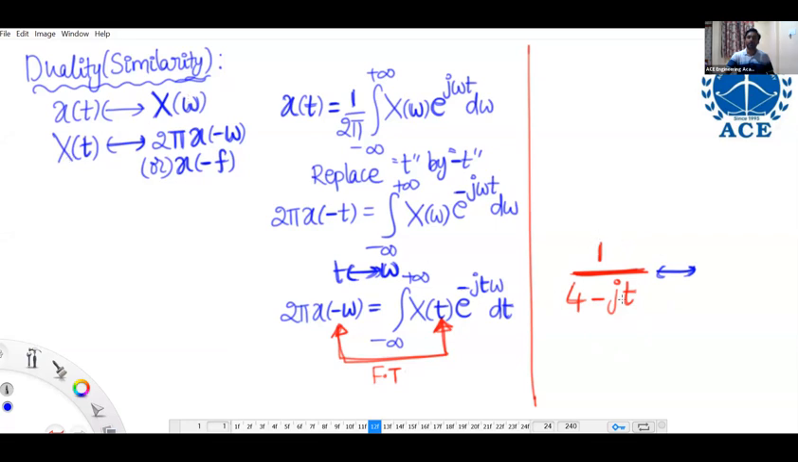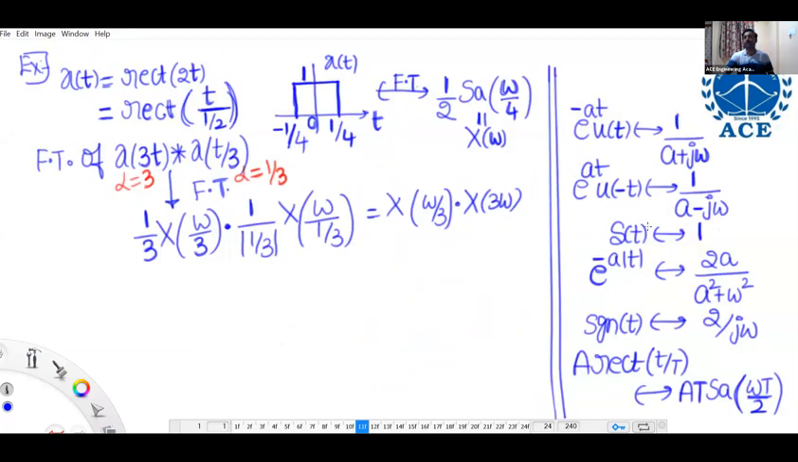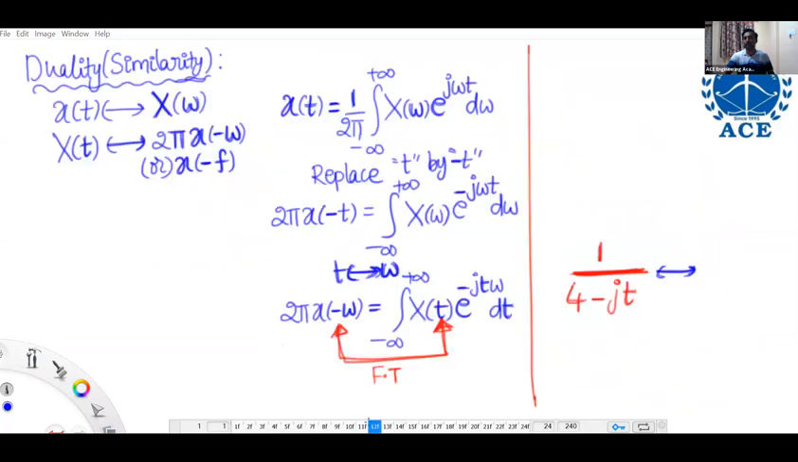1 by a minus jt stands for what? 1 by a minus j omega. Look at our previous slide. It is the second formula, or not? E power minus at u of t is 1 by a minus j omega, or not? So think and answer me.